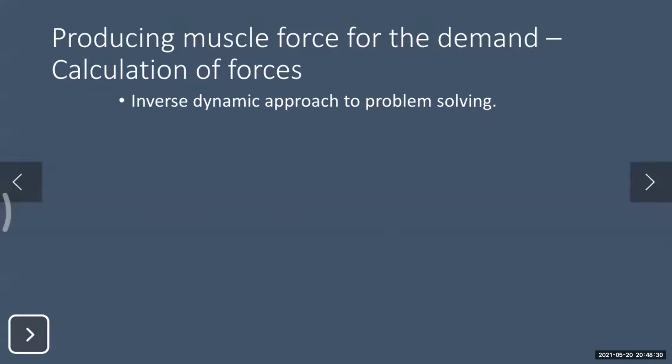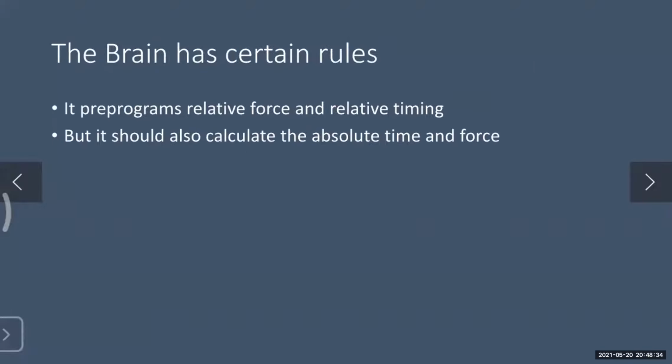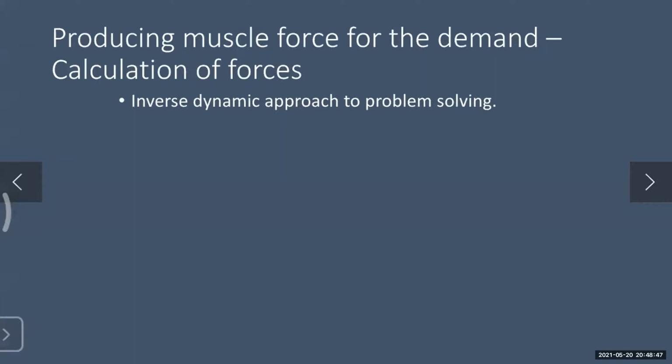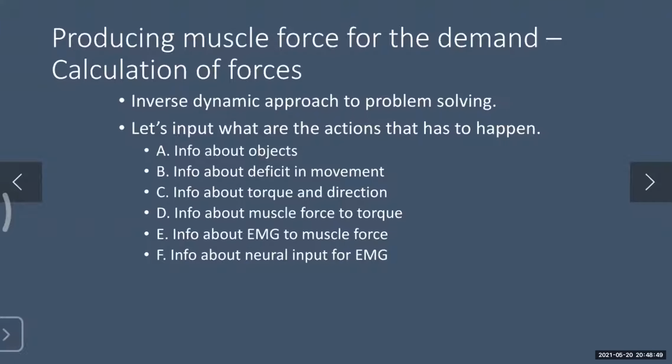All right, so we saw that in the motor programming model it programs both the relative force and relative timing, but we also saw that it should calculate the absolute time and force, right? So now it needs to have all this information: information about the object, information about the deficit in movement, how much distance there is.